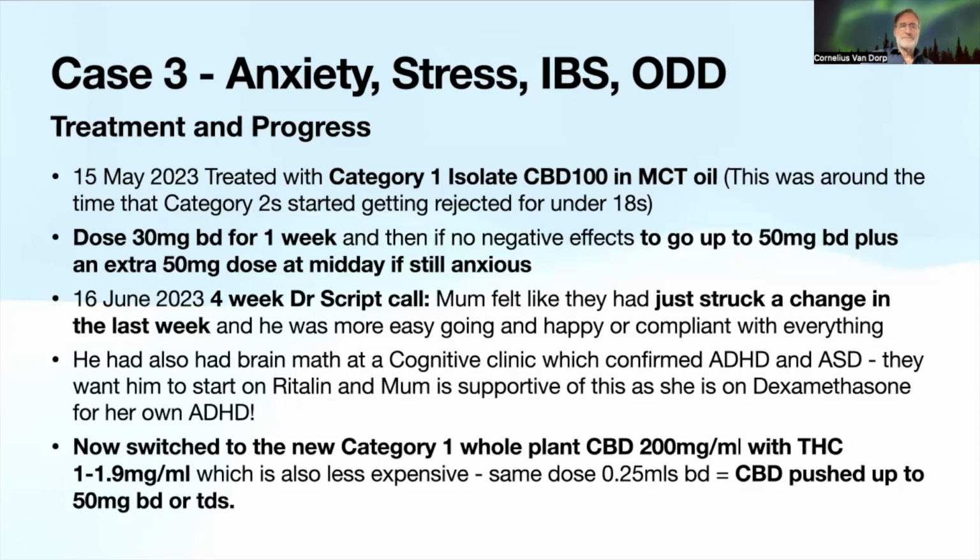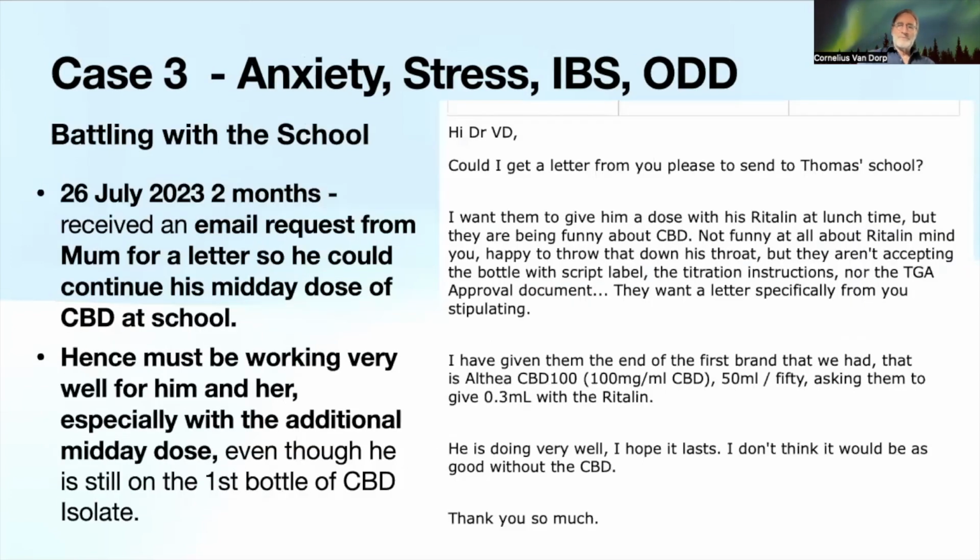They want him to start on Ritalin, and mum is very supportive of this, as she is on dexamphetamine for her own ADHD. So another parent that turns out to have her own diagnosis. So then at this point, I switched him to our new category 1 whole plant CBD 200 milligram per mil, and so we can push the dose up without breaking the bank. Mum got in touch with me saying that she had a real battle with the school and wanted a letter, because they would actually give him the Ritalin, okay?